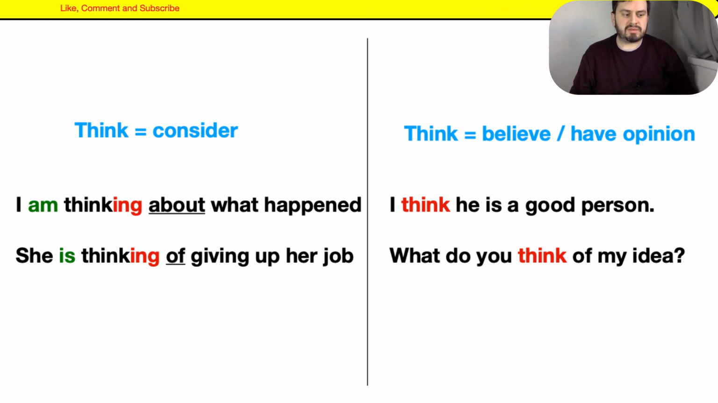Here below is the present simple example. I think he's a good person. What do you think of my idea? And when we use it in the present simple, we are saying our opinion. We use think to tell our opinion, to say what we believe, okay?